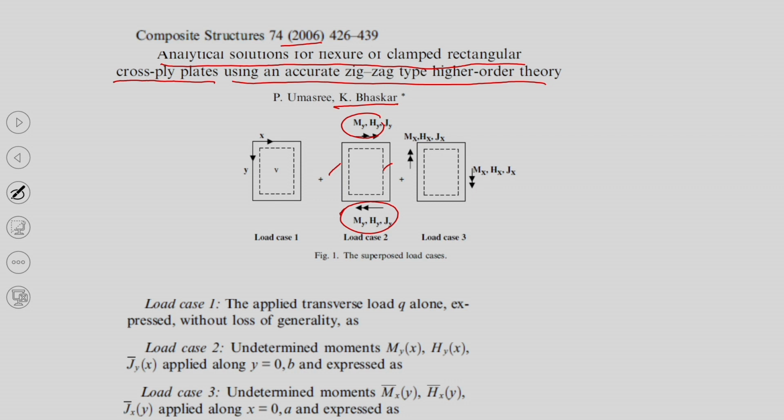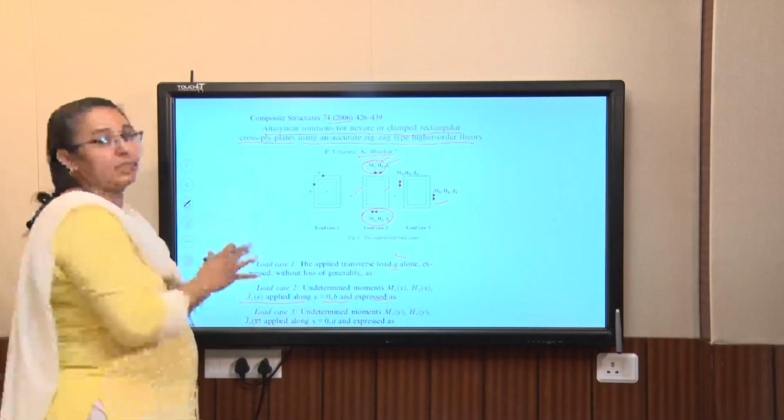So this is the superimposed load condition where they have three load cases. One, applied transverse load, then second, undetermined moments My, Hy, because they have used higher order theory. So instead of only My, they may have some higher order moments Hy and Jy along y equal to b and along x equal to 0 and a. One can go through this paper. I would like to say that this is a beautiful example of the superposition method, a very beautiful research article. One can go through it and understand the basics behind it.